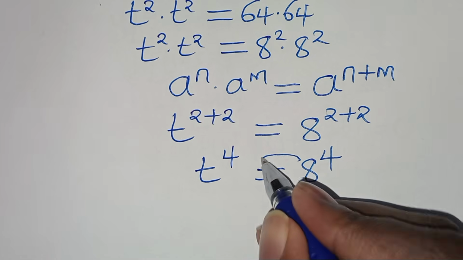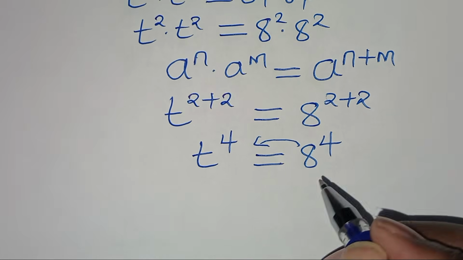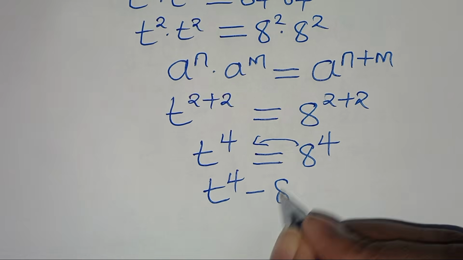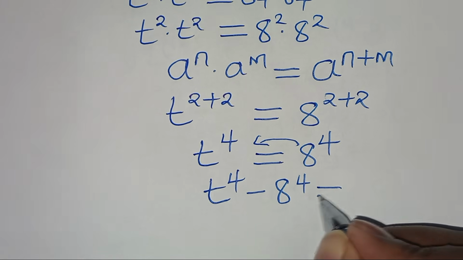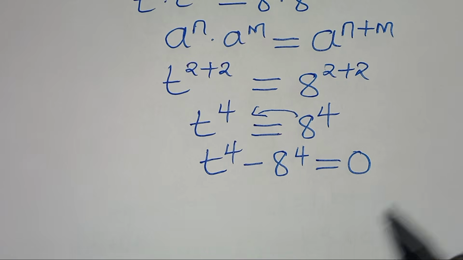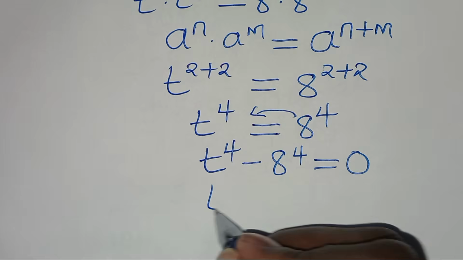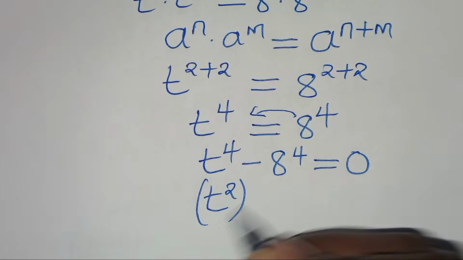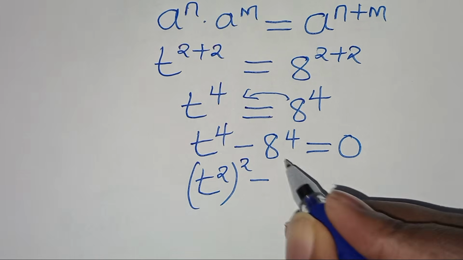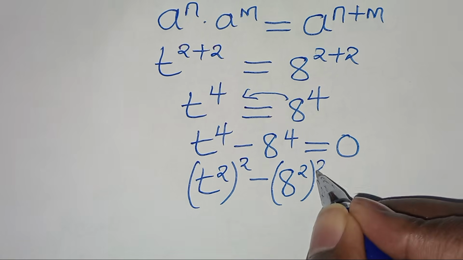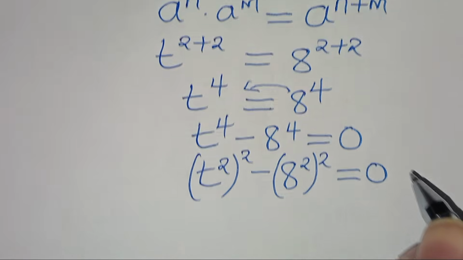The next step is to take 8 to the power of 4 to the left-hand side, so that we have t to the power of 4 minus 8 to the power of 4 is equal to 0. The next step from here, we can express t to the power of 4 as t to the power of 2 raised to the power 2, subtract 8 to the power of 4, which is 8 to the power of 2 raised to the power 2, is equal to 0.